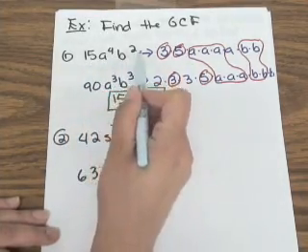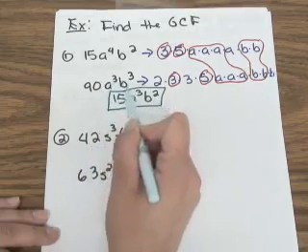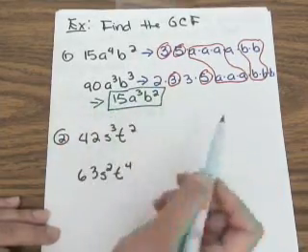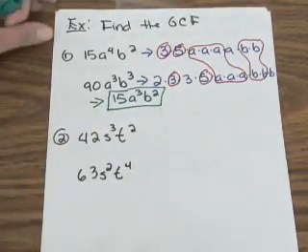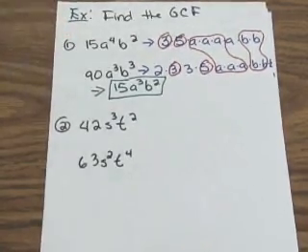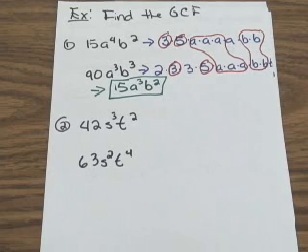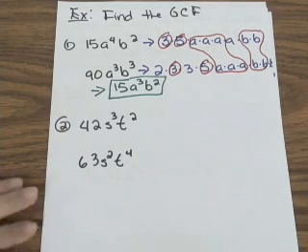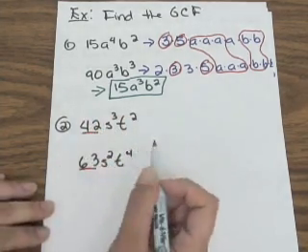Now let's do the same thing for the next one. The first term is 42s cubed t squared, and the second term is 63s squared t to the 4th. So again, the first thing we want to do is just look at the numbers. Let's find the prime factors of 42 and 63, like we learned earlier using the division ladder.